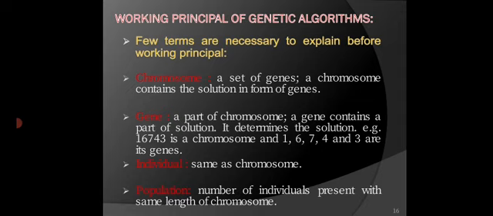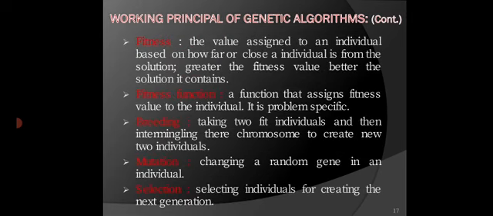Now what is an individual? Same as a chromosome. So individual and chromosome both are the same term. Now population: the number of individuals present with the same length of chromosome. So the number of individuals present in the same length of chromosomes.